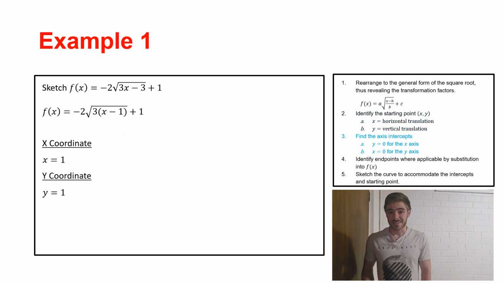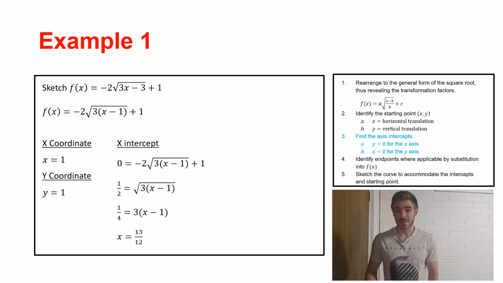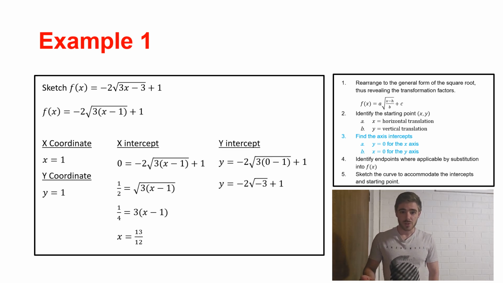To solve for the x-intercept, you're just going to set y equals 0 and then rearrange to solve for x. This is going to require us to square both sides of the equation. For y-intercepts, you're going to sub in x equals 0. And after you simplify this, you're going to have a negative number inside of your square root. That's your indicator to say that there is no y-axis intercept for this function.